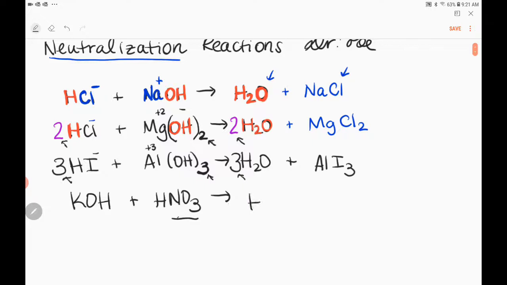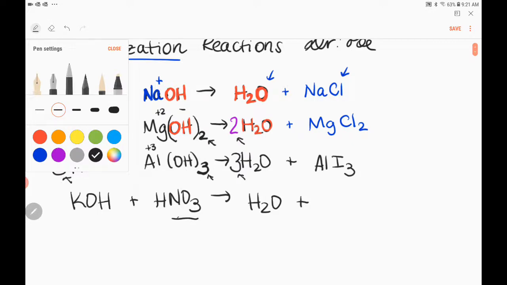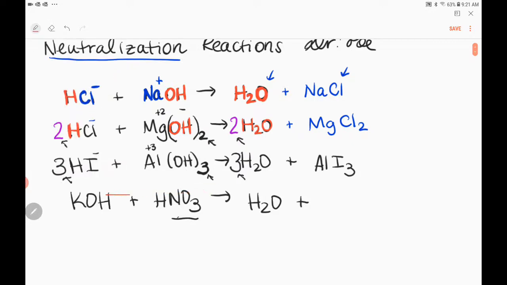So H2O is always going to be a product. And that's always going to come from the OH, and it doesn't matter if the OH is listed as the first reactant or the second, and the H from here. And that gives us our H2O.